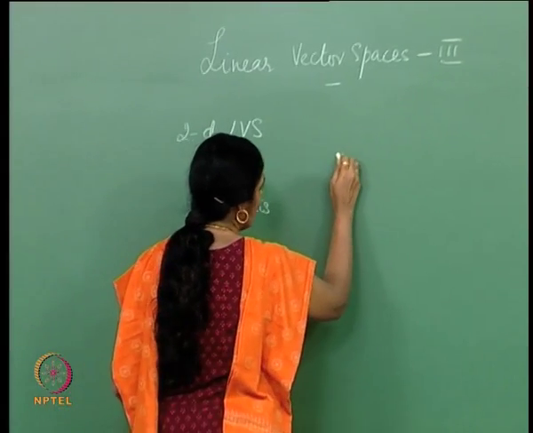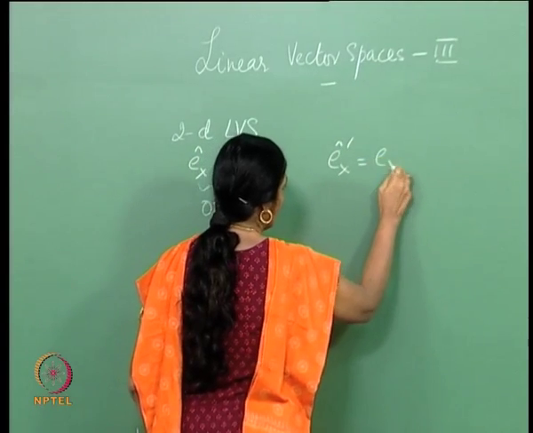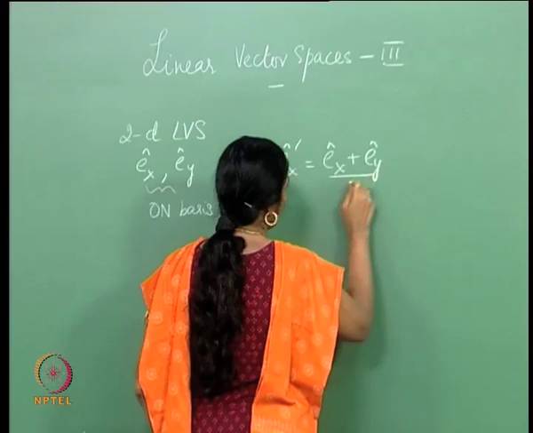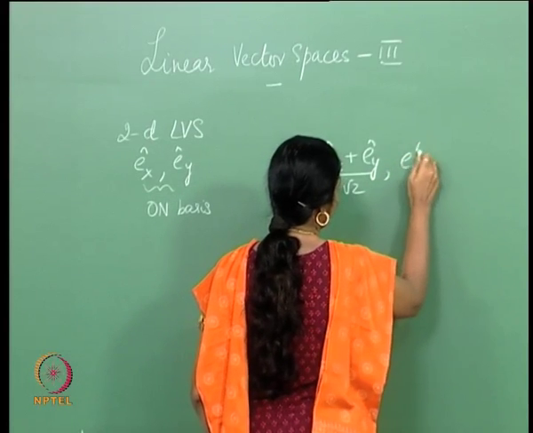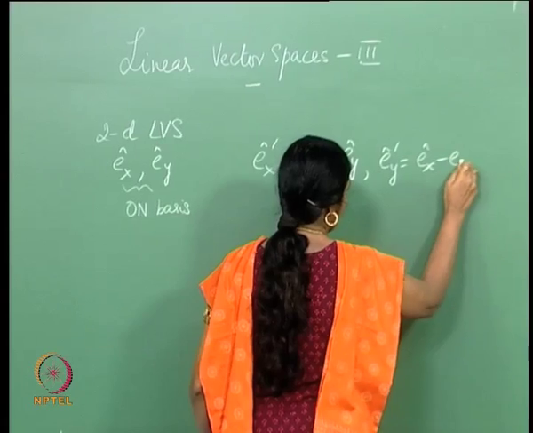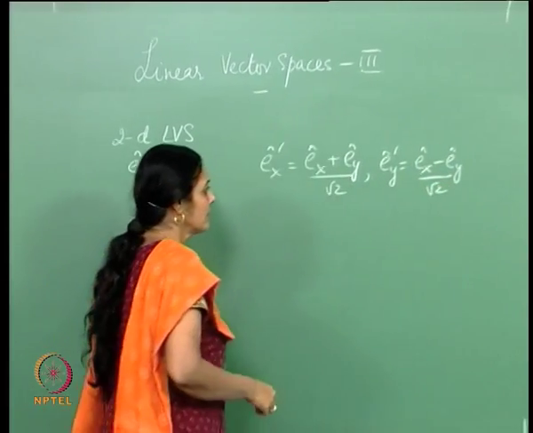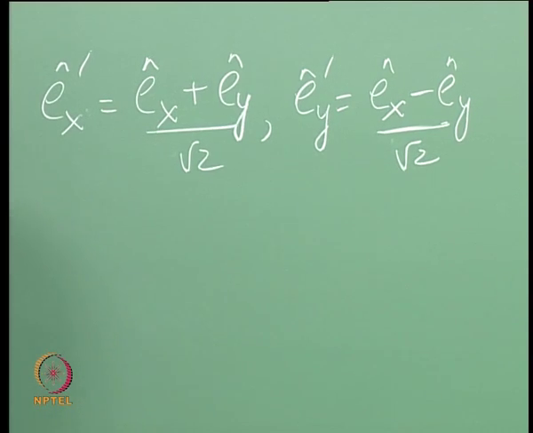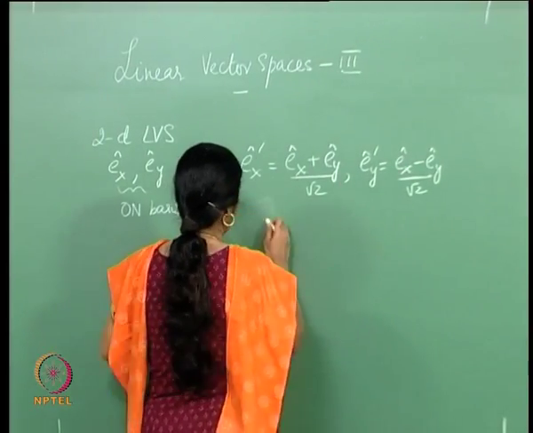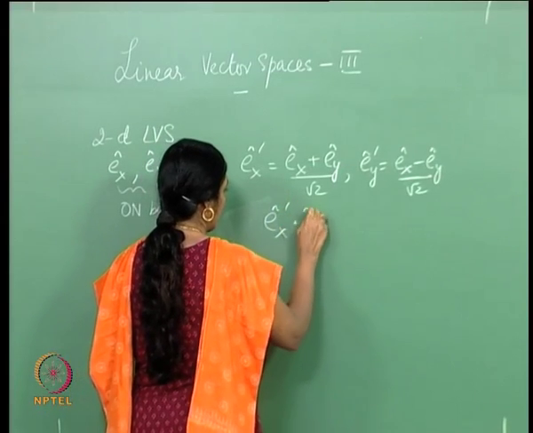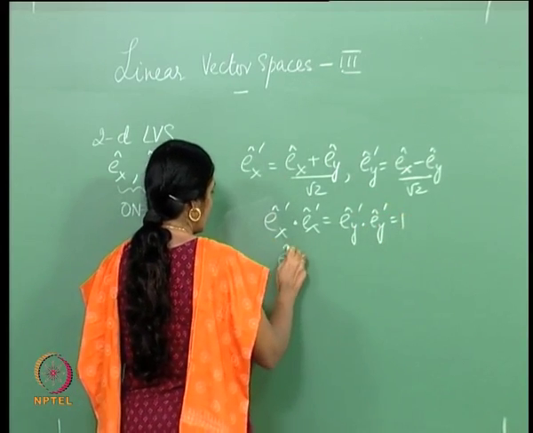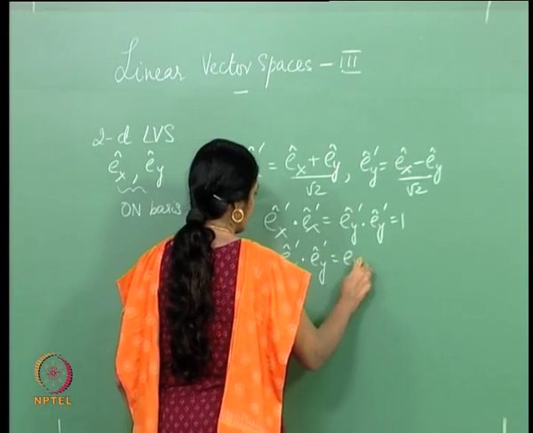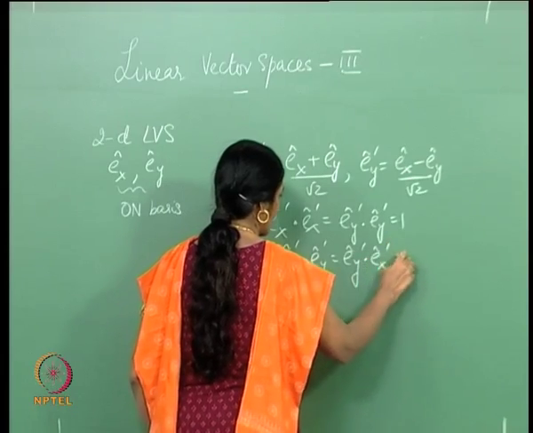I could have chosen the following basis. For instance, I could have selected Ex prime, which is Ex plus Ey by root 2, and Ey prime, which is Ex minus Ey by root 2. The root 2 is there purely for normalization purposes, because you can check that Ex prime dot Ex prime is equal to Ey prime dot Ey prime equal to 1, and Ex prime dot Ey prime is of course equal to Ey prime dot Ex prime, and that is 0.